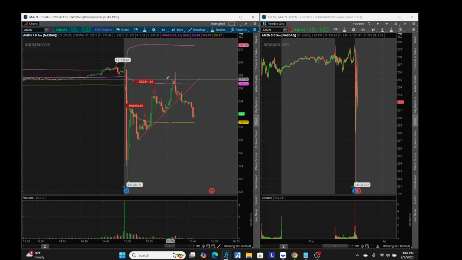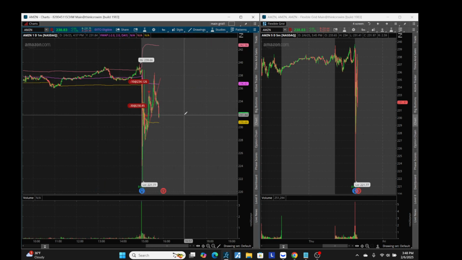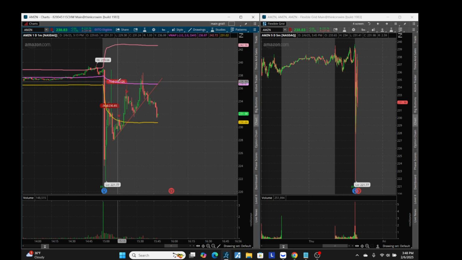I missed this entry when I did my recap. I missed this entry, but we'll see how this works. My average is around 231 or 232, I guess. So my average is 231.66. So it just dropped below my average price, so I'm green on Amazon as well.